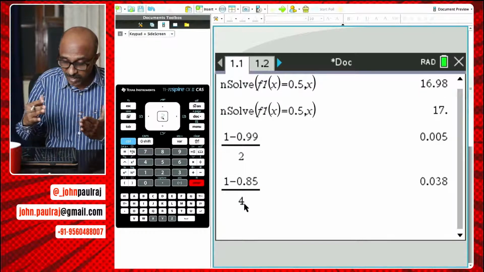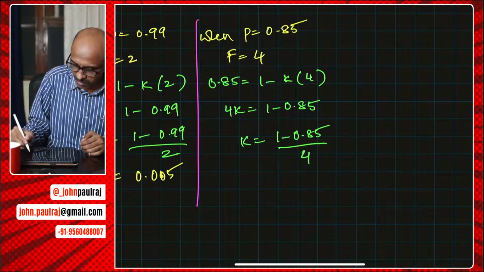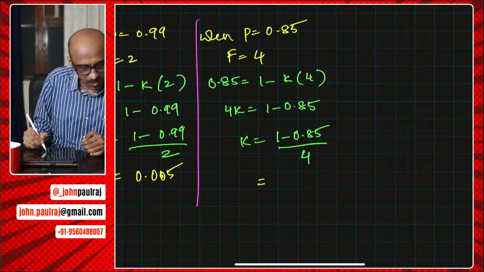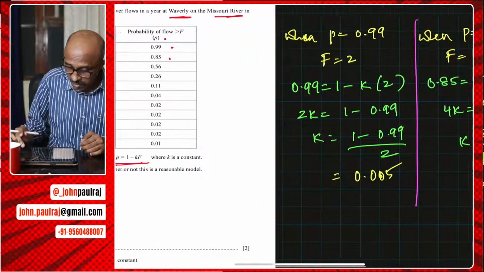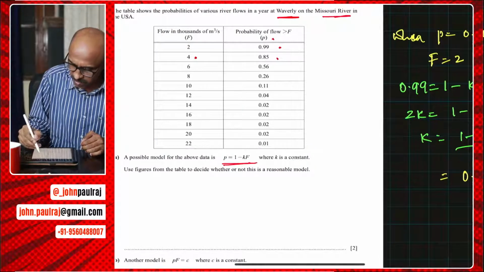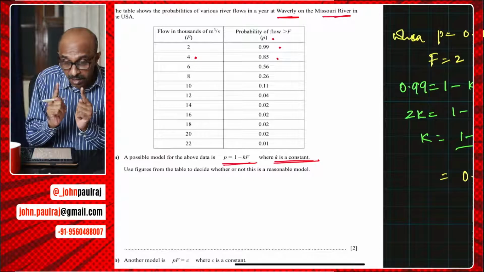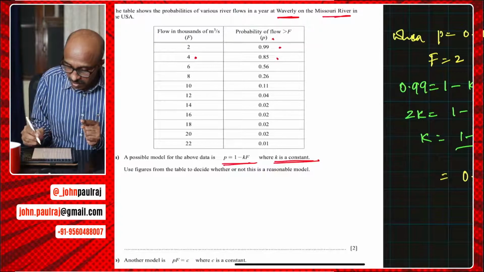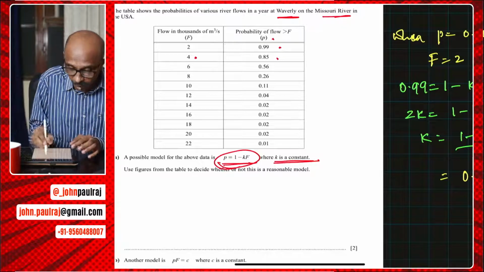0.038, and clearly you can see that the value of K is not the same, right? So I can write the value of K for these values as 0.038. And why did I stress on that? Because it says K is a constant, right? Look at that. It says where K is a constant. So no matter what the data values are, if K is a constant, then this equation should be true for all values, all right?